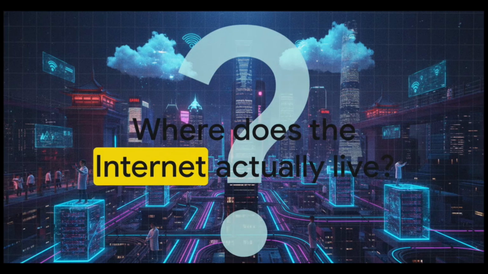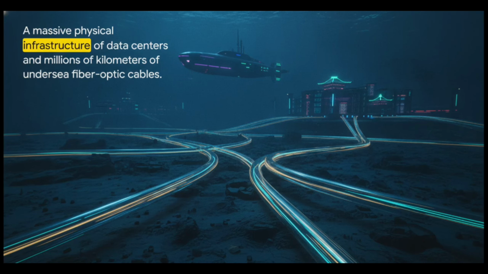Which brings up a really fascinating question. Where does the internet actually live? Because we hear the term Wi-Fi, and we talk about things floating up in the cloud, which creates this massive misconception that the internet is just some magical wireless mist floating in the sky above us. But the truth is, the internet is deeply, heavily physical. It doesn't live in the sky, it actually lives on the ocean floor. The internet relies on millions of kilometers of undersea fiber optic cables stretching across entire continents.